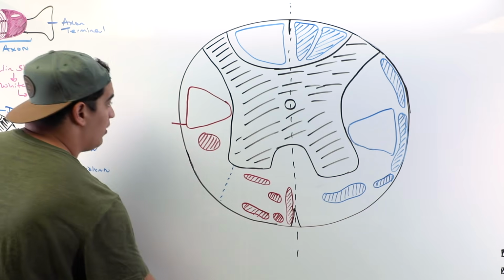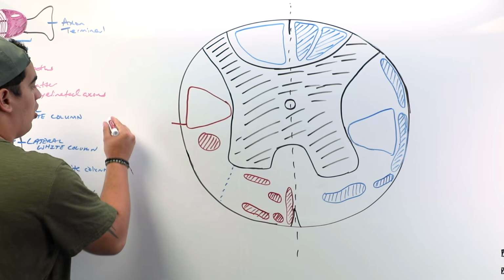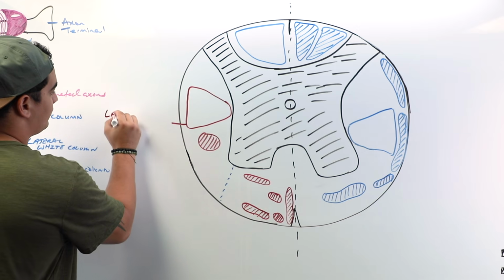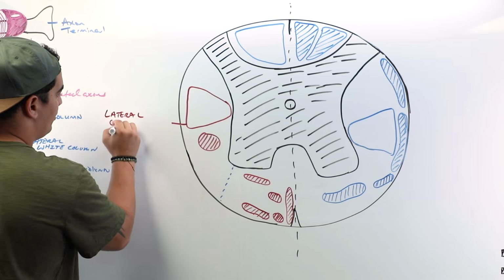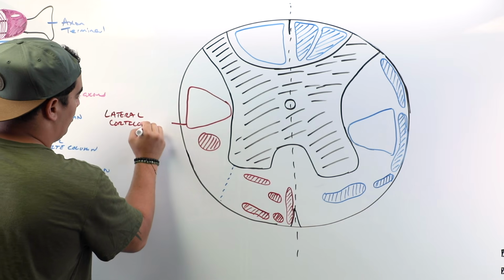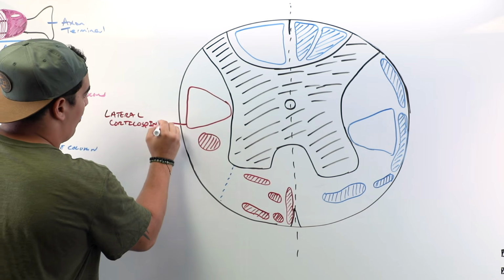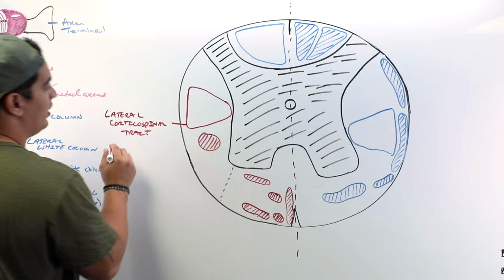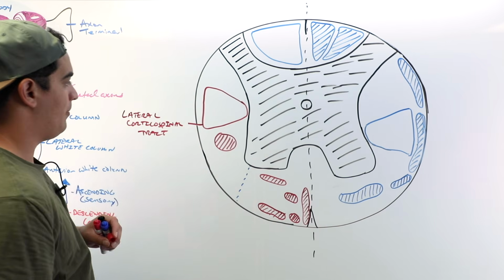The real big one that I want you to know is this one, and this one is called the lateral corticospinal tract. Okay, I want you to remember this one. This is the most important descending tract in the lateral white column.